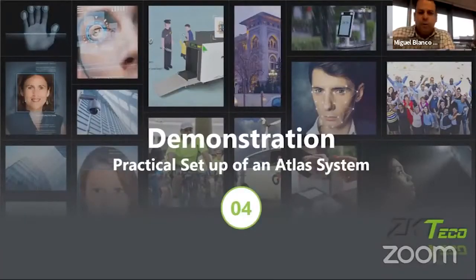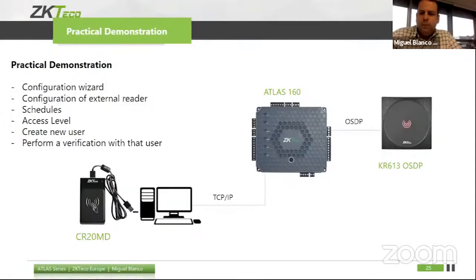for both. Now I'm going to show a little practical demonstration, which will be a practical setup of an Atlas system. I have taken one Atlas controller, and I have performed a factory reset. And with this factory reset, we can now do a complete setup from scratch. So I have connected my Atlas controller to the network. In this case, it's TCP/IP, but I've connected not by cable. I've connected by Wi-Fi, but it's the same.